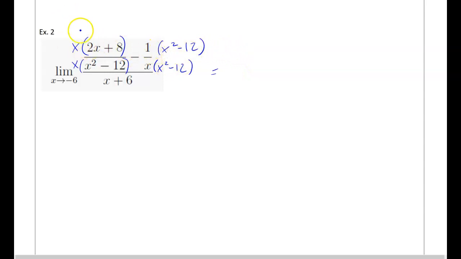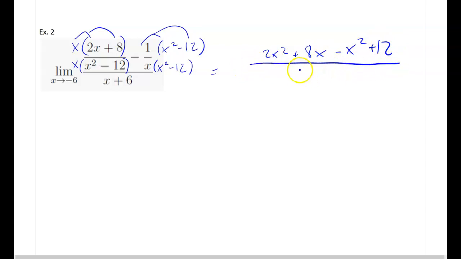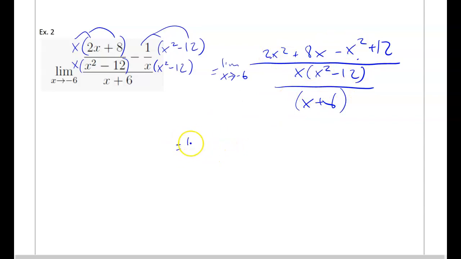So I'm using the opposite denominators to make a common denominator, and I'm going to go ahead and distribute and add right away. Make sure you're distributing this -1 through. So I would get 2x squared plus 8x minus x squared plus 12, all over x times x squared minus 12, all over again x plus 6. And we want the limit as x approaches -6 of all that. So notice we still can't plug it in until we've canceled out this x plus 6 down here.